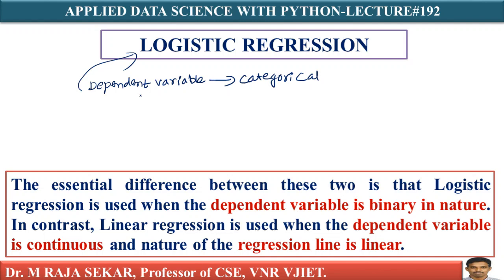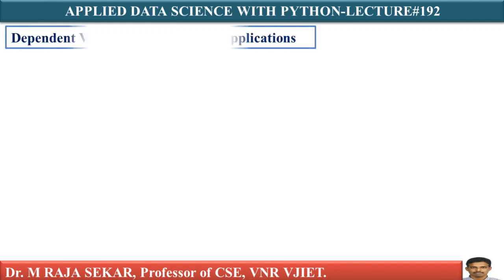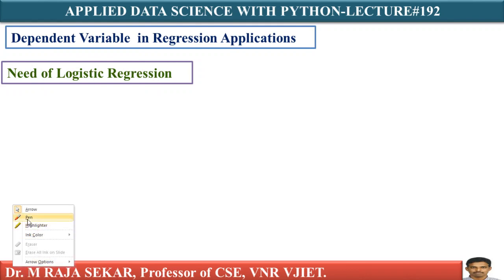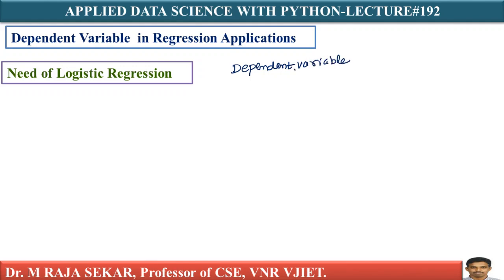We will try to understand logistic regression with the help of a simple example. In many regression applications, the dependent variable may only assume two discrete values. In linear regression, as I told you, the dependent variable is a continuous variable and the independent variable is also continuous, but sometimes the dependent variable may be a discrete variable, or I can say a categorical variable.